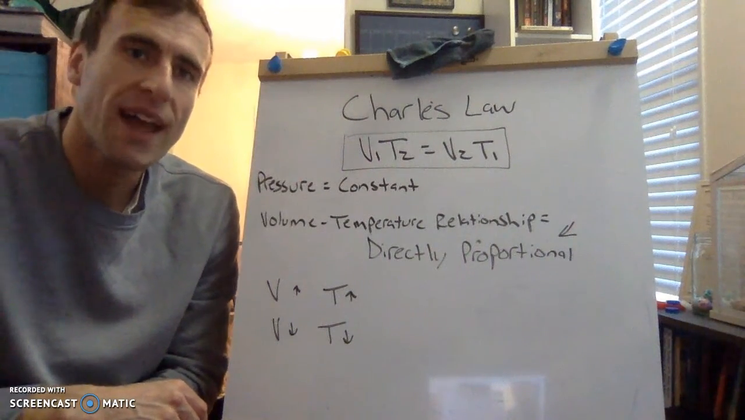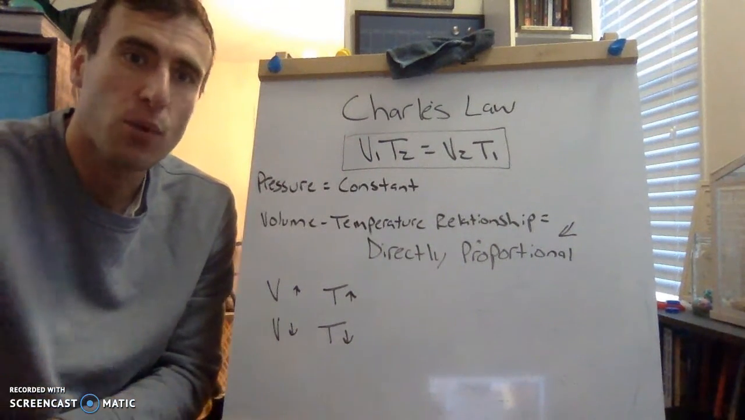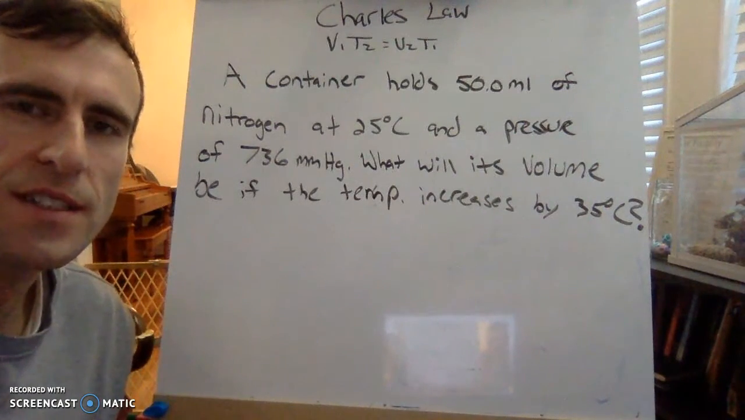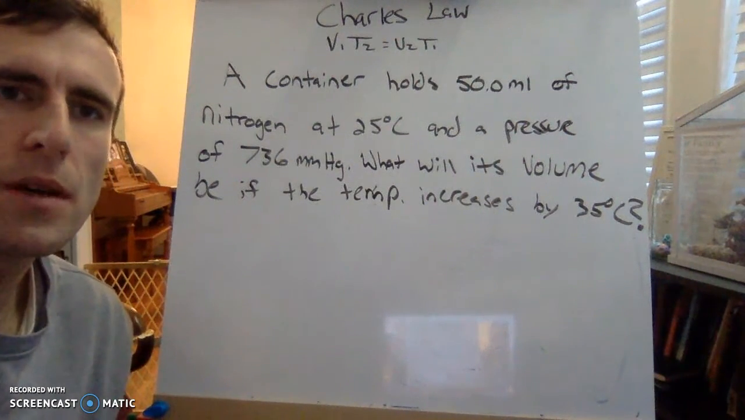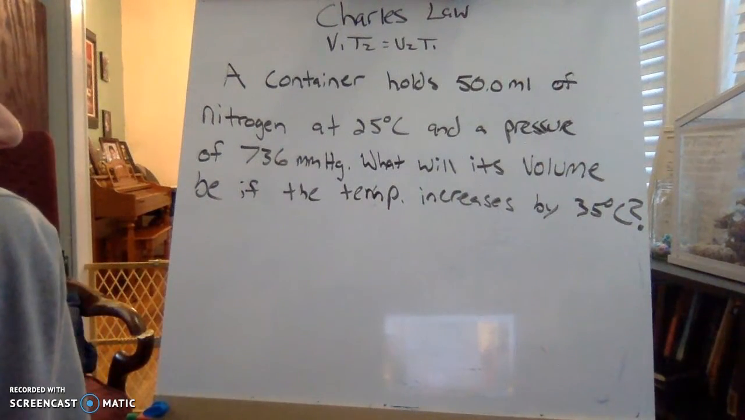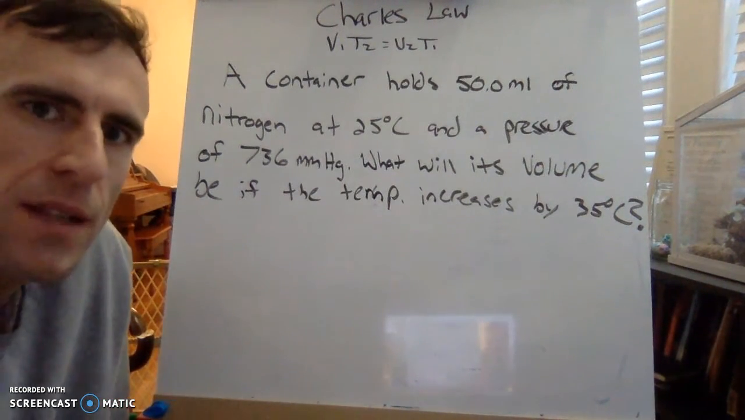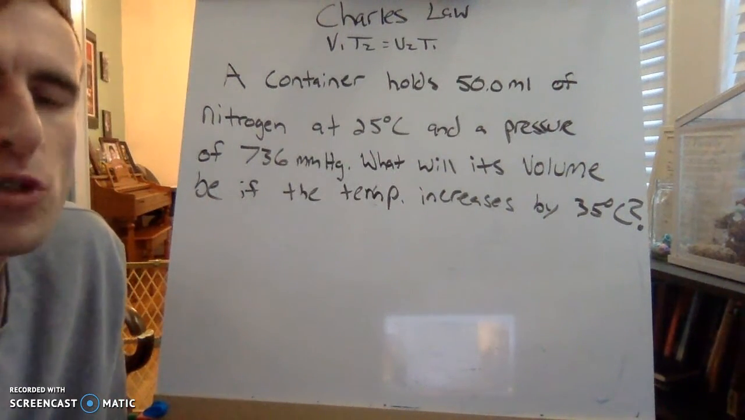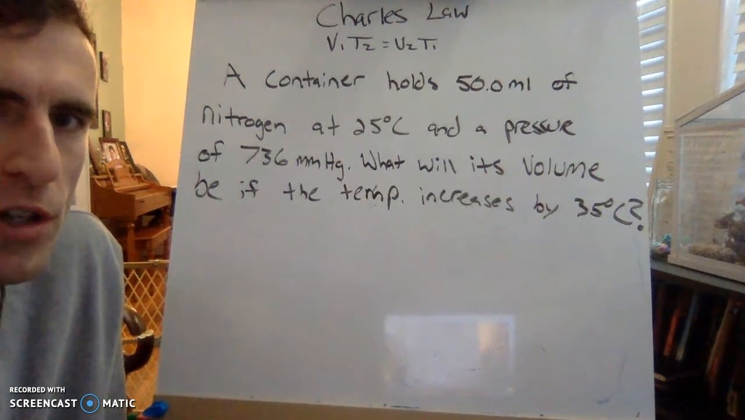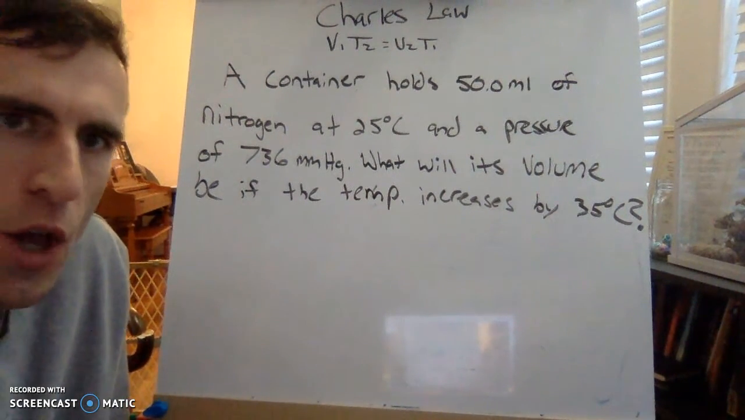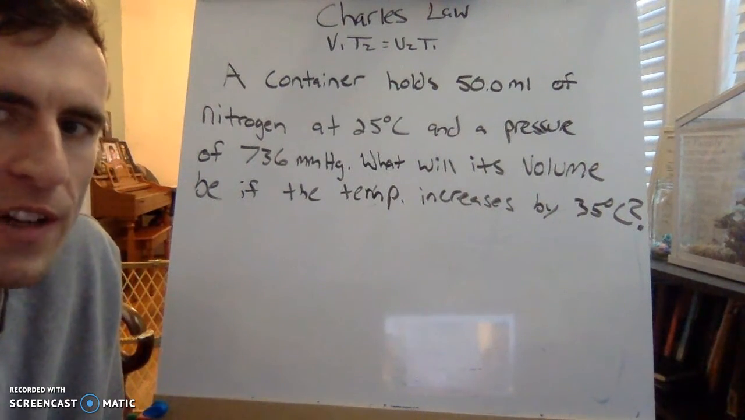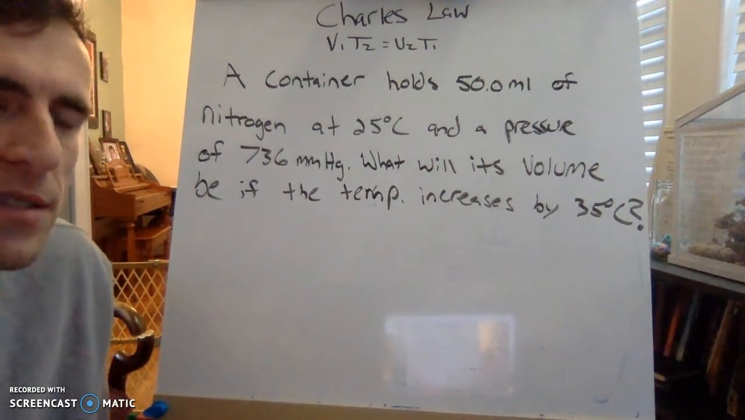I'm going to go ahead and give you an example now. Y'all ready? All right, here we go. Here's a sample problem for Charles' Law. Here in this problem, a container holds 50 milliliters of nitrogen at 25 degrees Celsius and a pressure of 736 millimeters of mercury. What will its volume be if the temperature increases by 35 degrees Celsius?